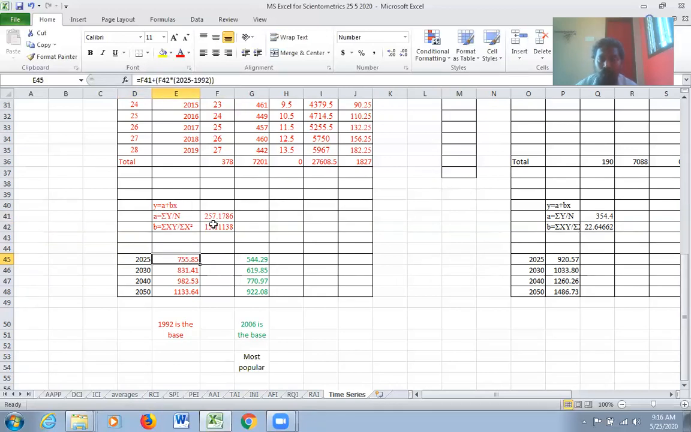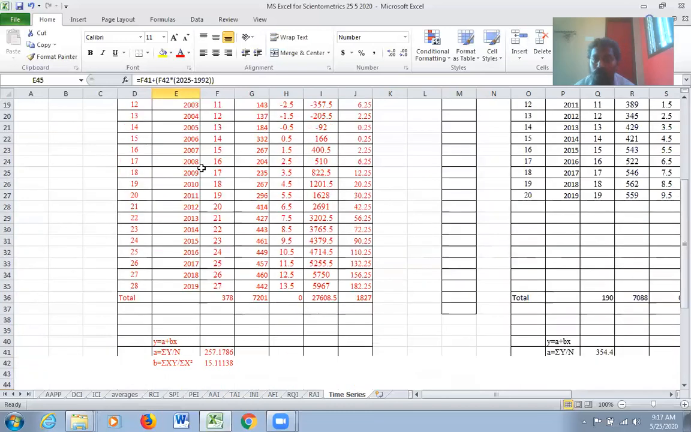What is A? 257.1786. So F41. F41 is the A value, plus what is the B value? F42, 15.11138. So F41 plus F42 into, when you are calculating this year, I give you two different methods of doing it. The first method says that the future year for which you want to calculate the research output minus the first year. The first year is 1992.